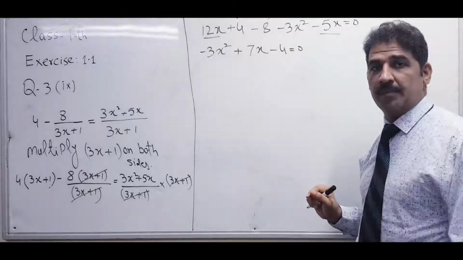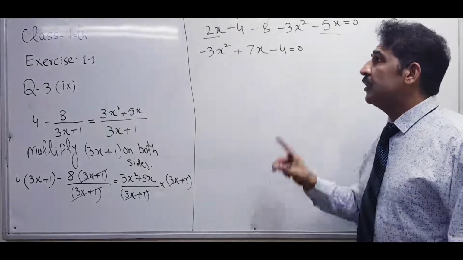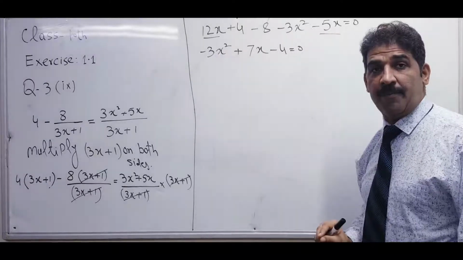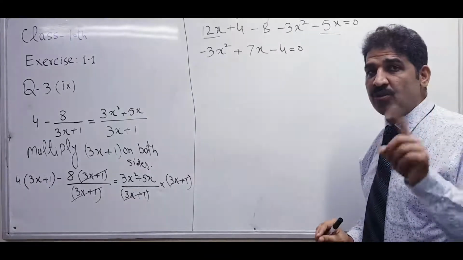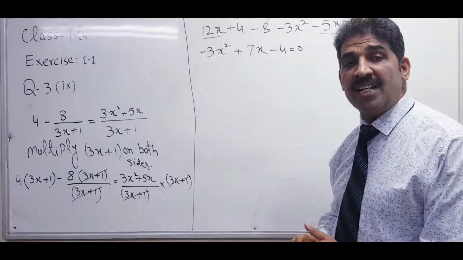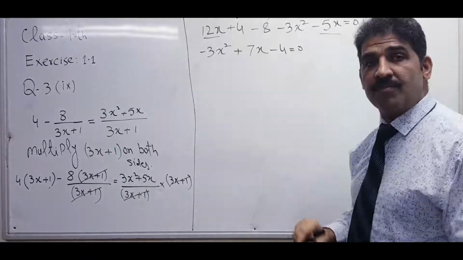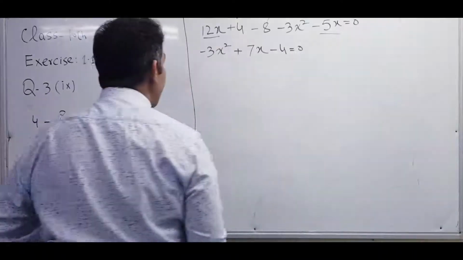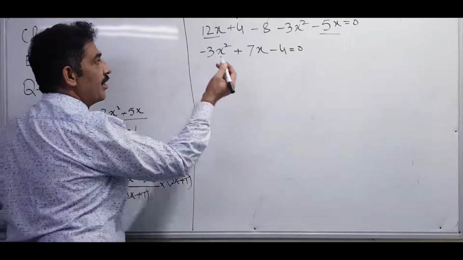That is the one step. The second step, no need to do this step. What is the coefficient of x square at this time? According to completing the square, minus 3. So divide all terms by minus 3, that is also correct. So if we are dividing by minus 3, the coefficient of x square becomes 1.